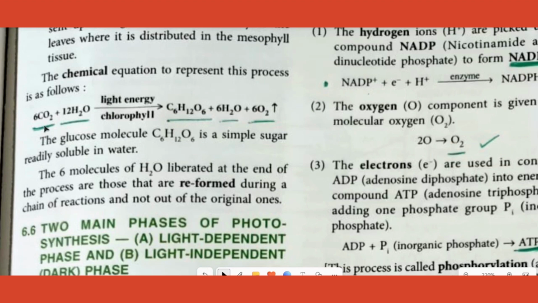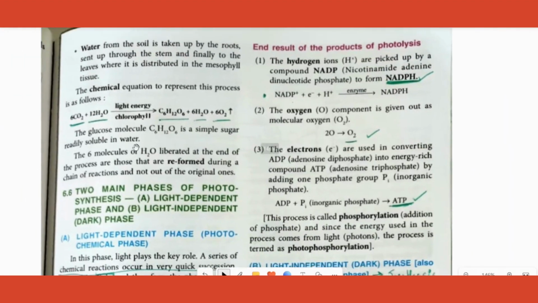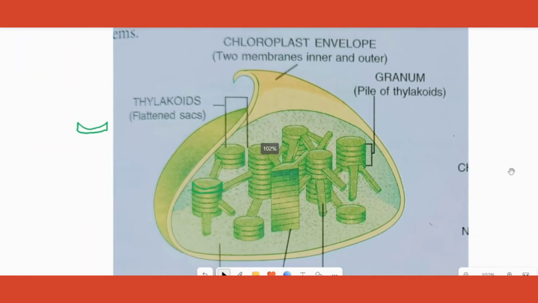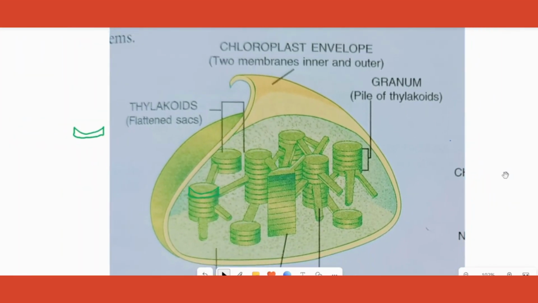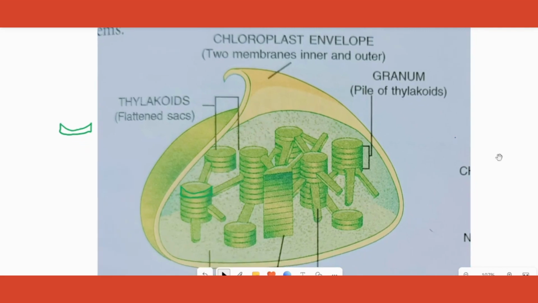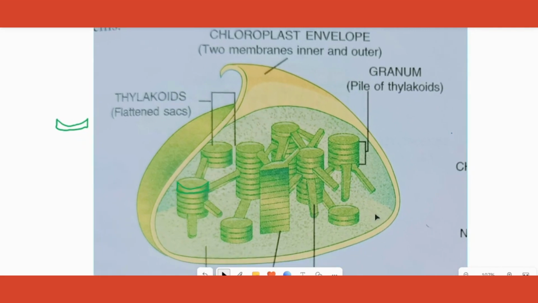Another thing, where is this happening? It is happening in the structure called chloroplast. Where is chloroplast found? Is it found everywhere in the plant? No. In the leaf of plants, there are certain cells called mesophyll cells, and these mesophyll cells have certain plastids called chloroplast. You should be very clear with the structure of chloroplast. They ask this for a 3-mark question.